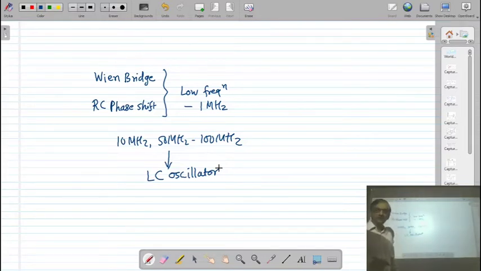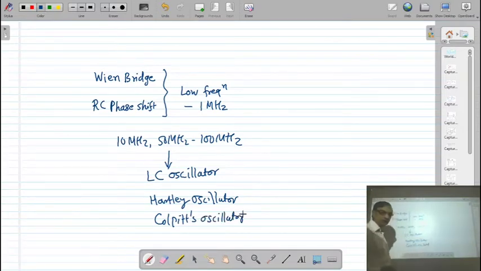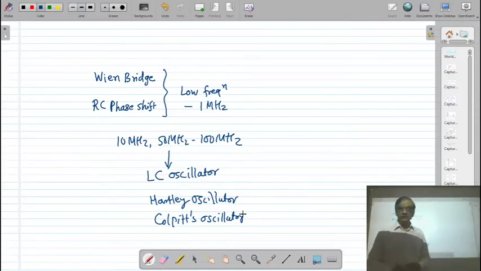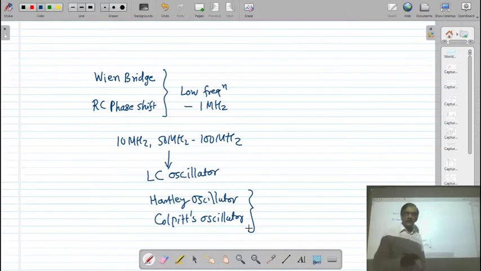Now, there are a number of LC oscillators. The basic LC oscillator is there, then we have the Hartley oscillator, then another is known as the Colpitts oscillator, then the third one is known as the Clapp oscillator, or collector tuned oscillator. The widely used LC oscillators are the Hartley and the Colpitts oscillator. So in this lecture we are going to discuss the Hartley oscillator, and in the next lecture we will see the Colpitts oscillator.